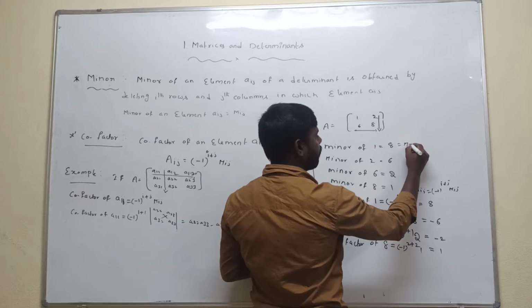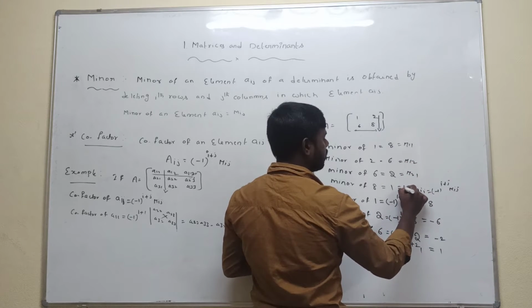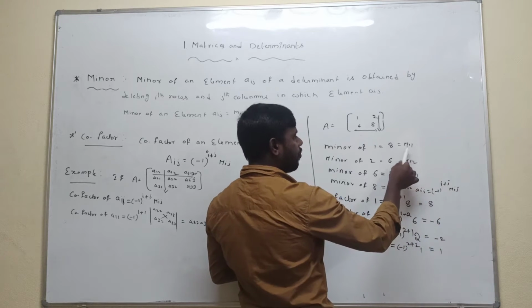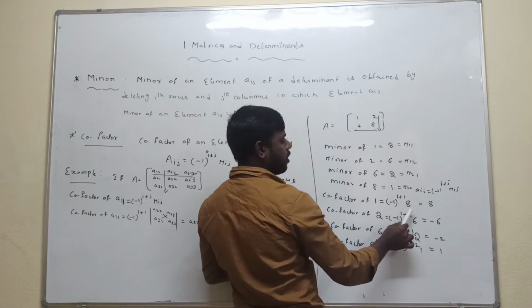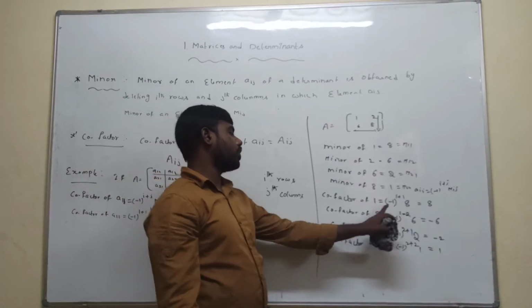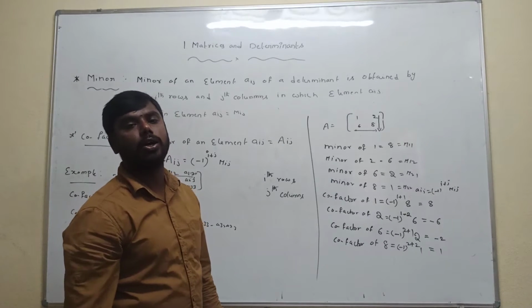M11 is nothing but M11. This is nothing but M12. This is nothing but M21. This is nothing but M22. That's why M11. What is the M11 value? We got 8. That's why we are taking 8. So (-1) whole square, that value is 1, positive 1. So positive 1 into 8 is 8. So like that we need to calculate minor and cofactor.